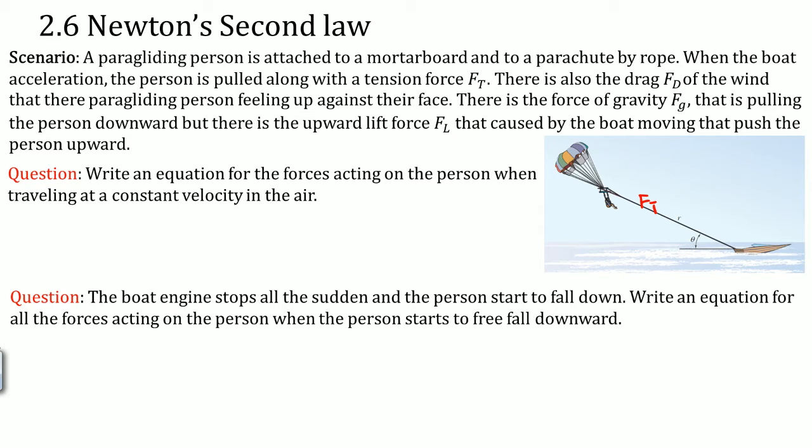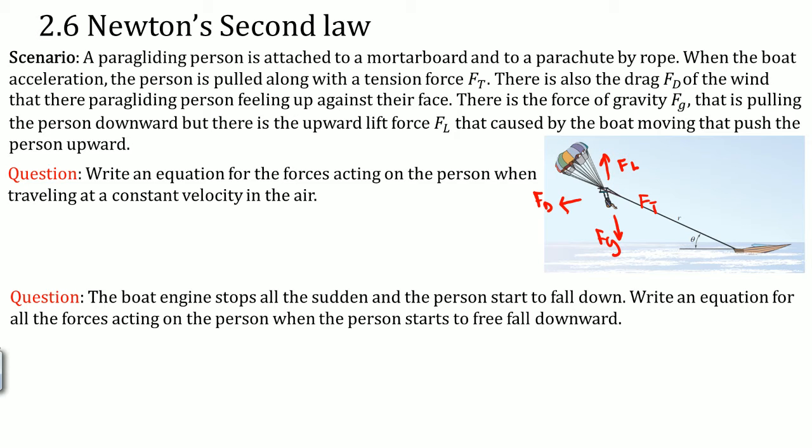There is also a drag Fd of the wind that the paraglider person feels up against their face. So here is your force drag, which is towards the left. There's also the force of gravity Fg that is pulling the person downwards. But there is an upwards lift force Fl that is caused by the boat moving that pushes the person upwards. So these are the forces acting on this paraglider.